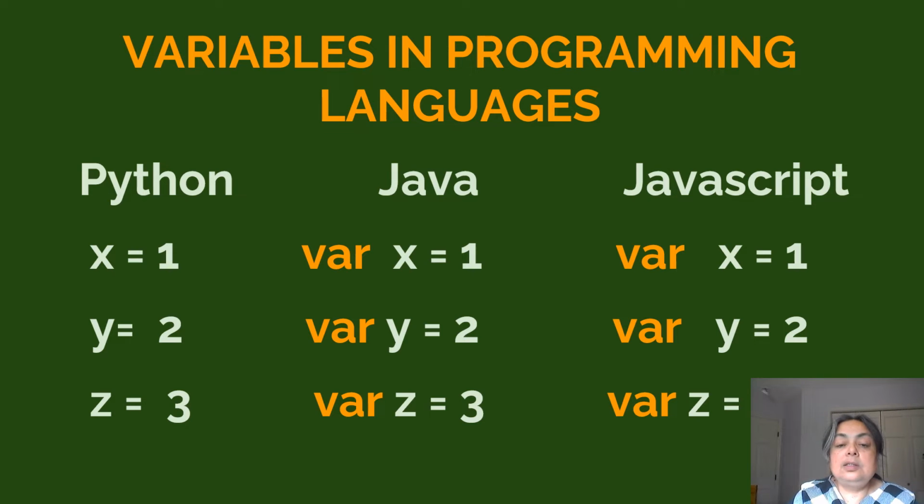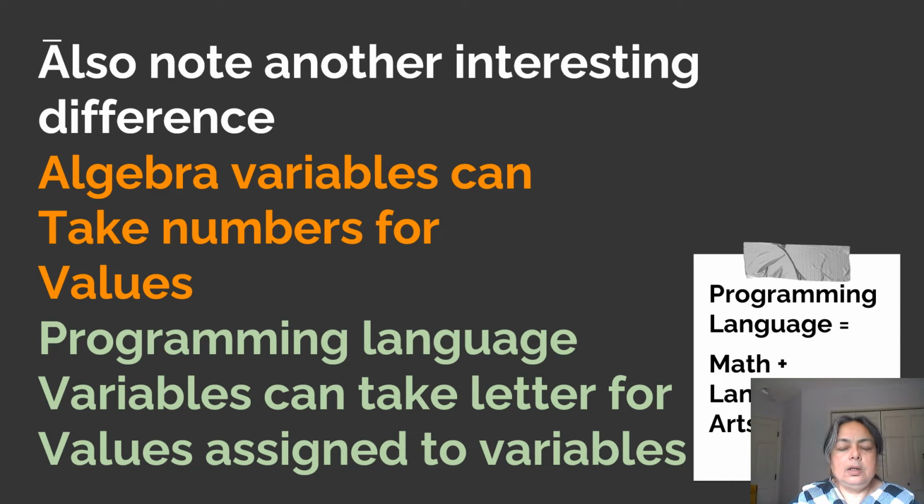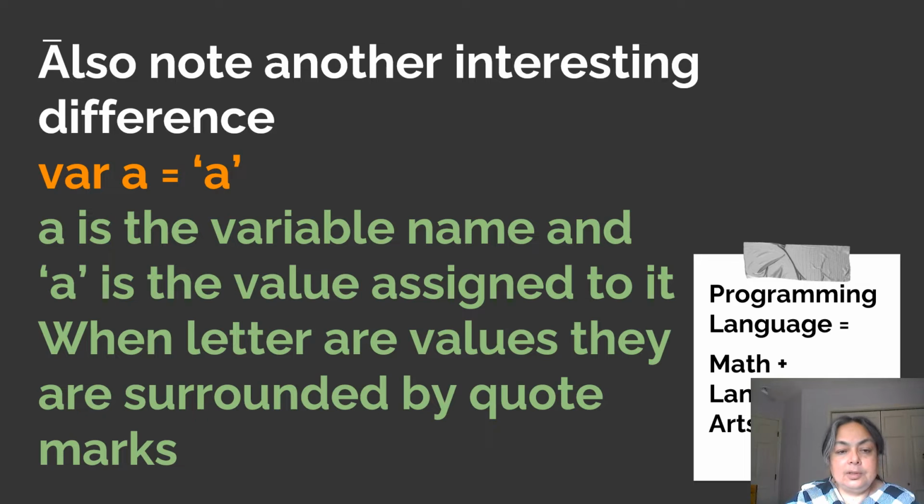If I say this is a program, that a is a part of an English sentence. That is different from a variable a when I assign values to it. Also note another interesting difference. In algebra, variables take numbers for values, but programming language variables can take letters for values. They can even take words. So the values for a variable don't have to be just numbers in programming languages.